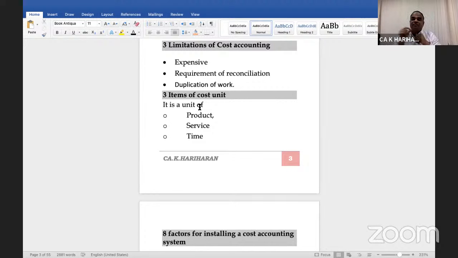I'm incurring the cost in the browsing center. Browsing center is a cost center for me. By way of how many hours you spend, I'm going to recover. The time is a cost unit for me. Now, got the idea or not? Where I am going to incur the cost is called the cost center. How I am going to recover the cost is called the cost unit. Are you clear? Understood?